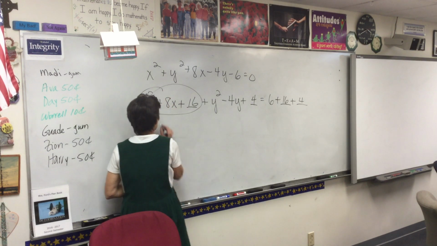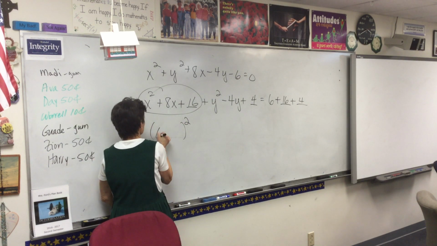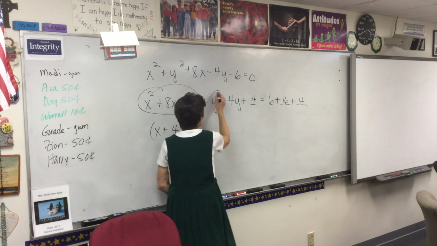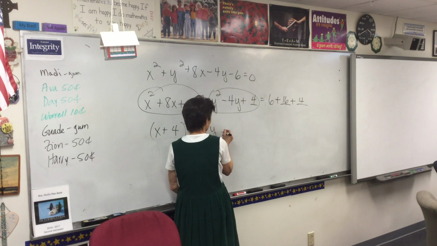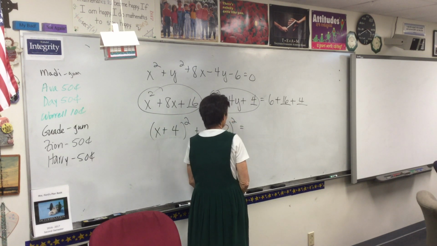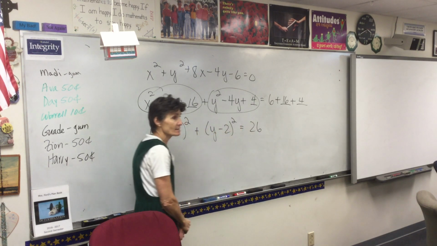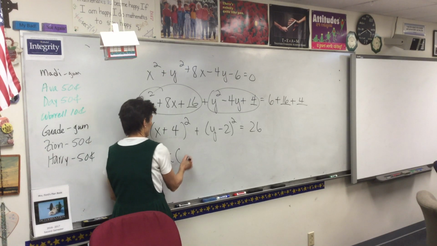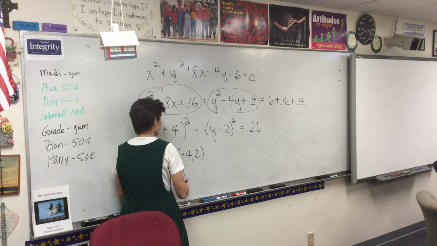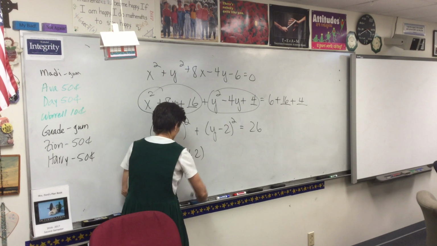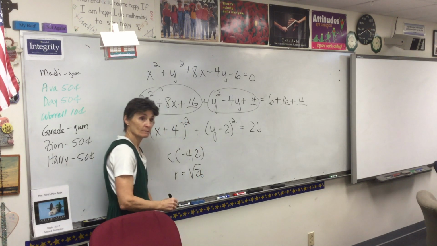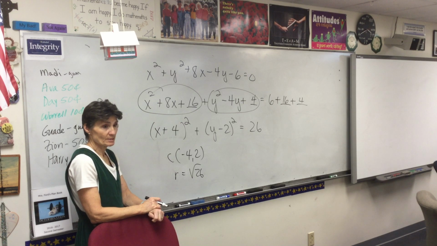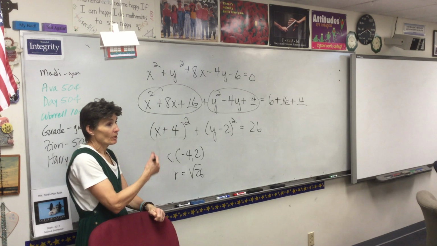So you did that so that you could make this a square. Let's not screw this up. This is going to be x plus 4. And similarly, this one's going to be y minus 2. And it's going to all add up to 26. So your center is -4, 2. And your radius is... You got it wrong. What? Square root of 26? Bless you. Thank you. Everybody good on that? Test question.